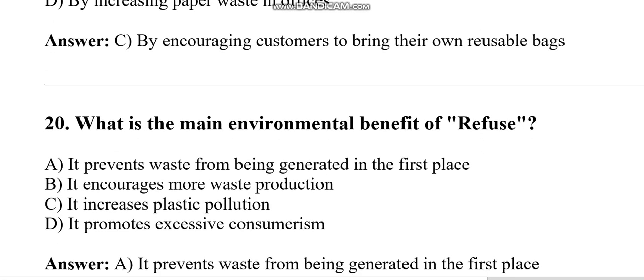Now last question is, what is the main environmental benefit of refuse? It prevents waste from being generated in the first place. These are some important MCQs on 5R policy.